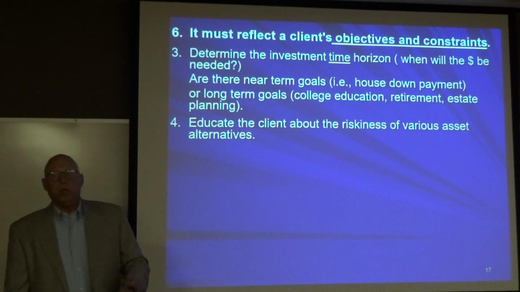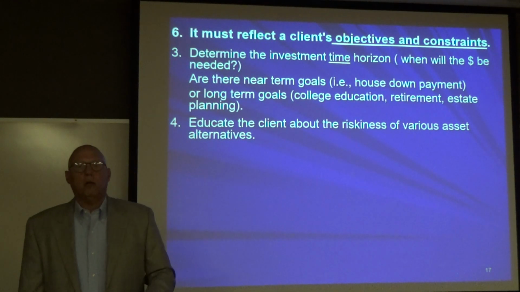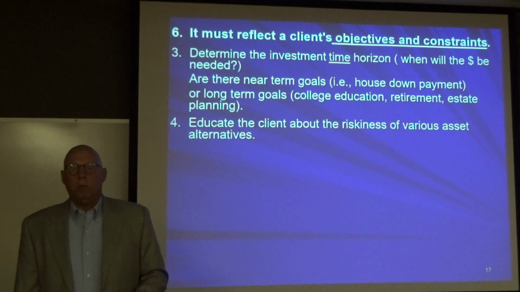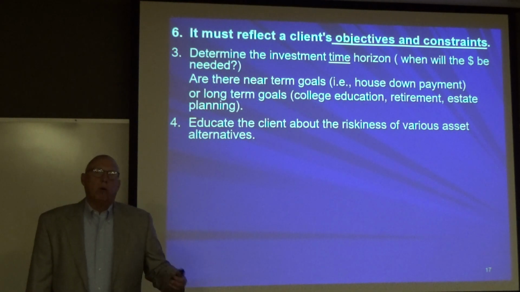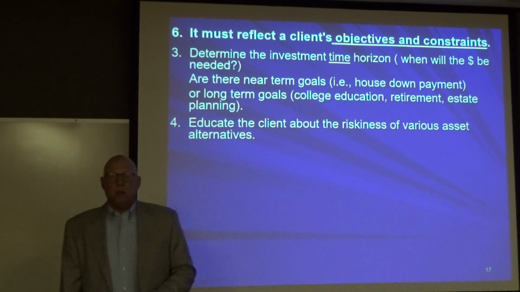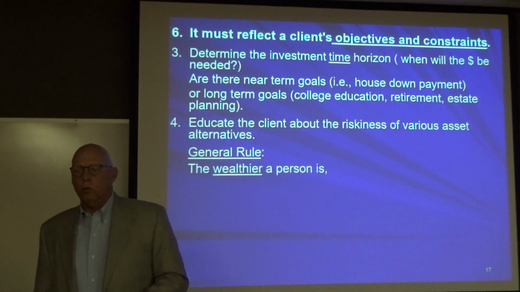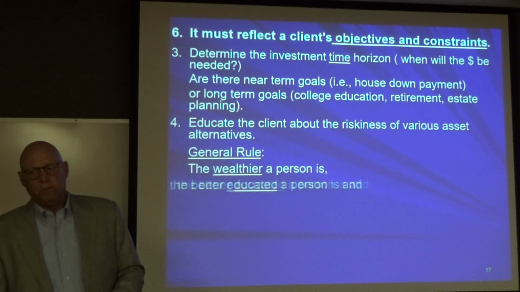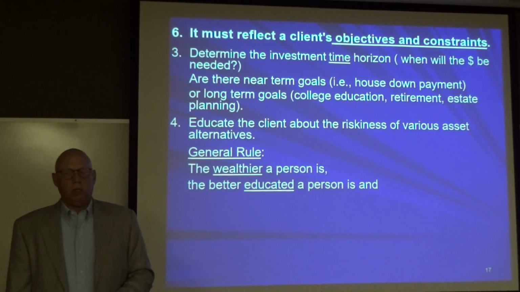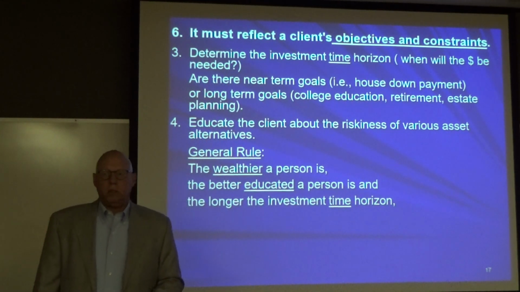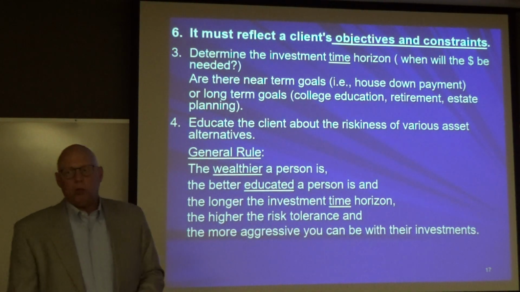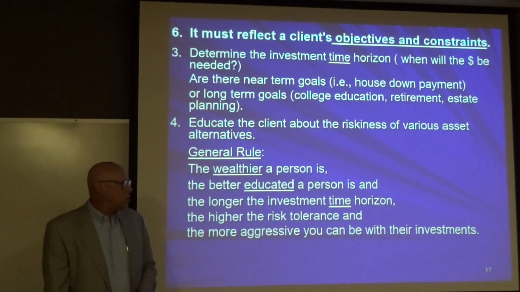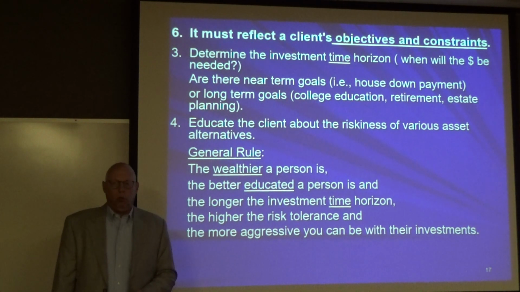Educate the client about the riskiness of various asset alternatives. As we looked at before, small cap stocks, large cap stocks, government bonds, corporate bonds, high yield bonds, private equity, hedge funds. What kind of volatility are we looking at? Okay, the general rule is the wealthier a person is, the better education a person is, and the longer the investment time horizon, the higher the risk tolerance should be, which means you can be more aggressive, i.e. more stocks in your portfolio. This is a general rule. Okay?